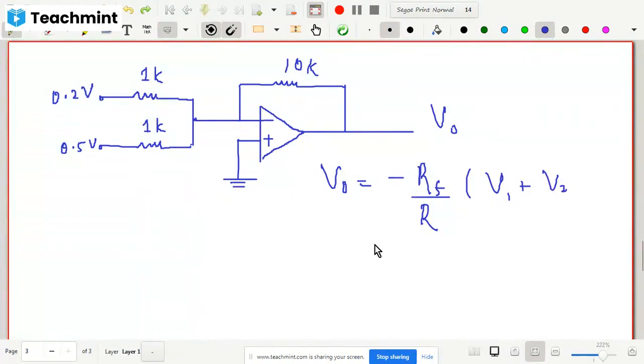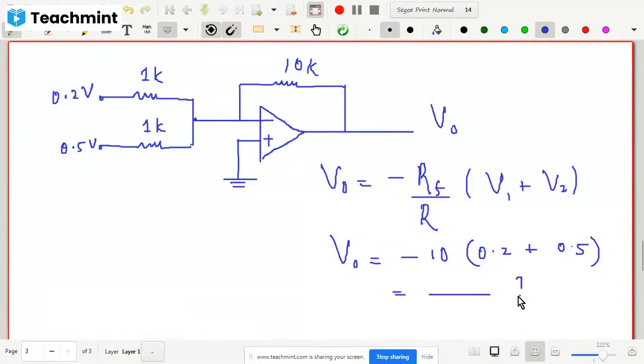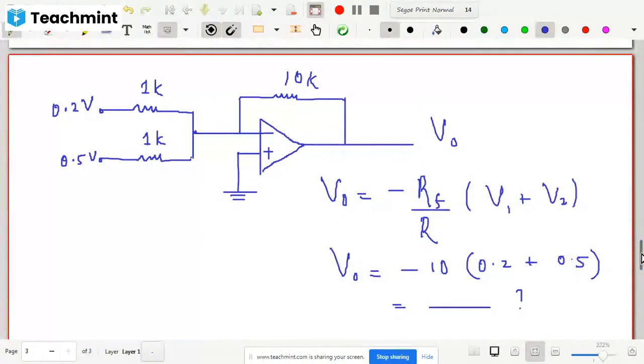Sorry for that. So here you will get V naught, minus 10 by 1, that is 10, and then just put the values of these two voltages. Okay, so here comes 0.2 and here comes 0.5. So in this way you can do the calculation by yourself. Around you will get minus 7 volt here. So in this way you can do the calculation. Just you need to remember before you use the formula.